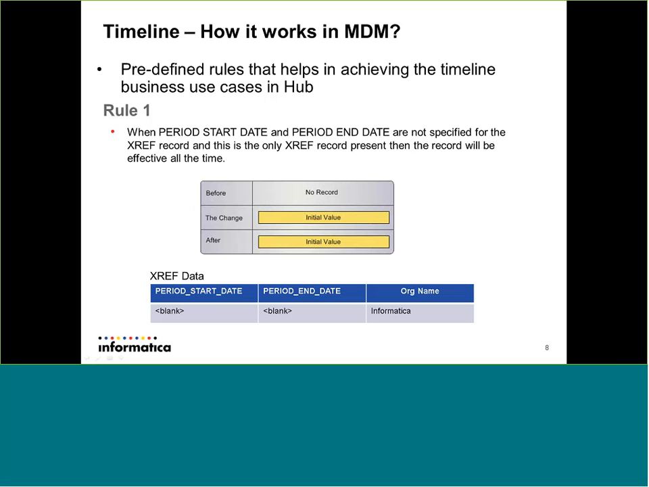So rule 1: when period start date and end date are not specified, like I have an existing record where I didn't mention any start date and end date for a record. At that time, that particular data is active for the whole, either in the past or future, that particular data is available for the business. So that means there are no versions available for that data, it can be applied straightforward.